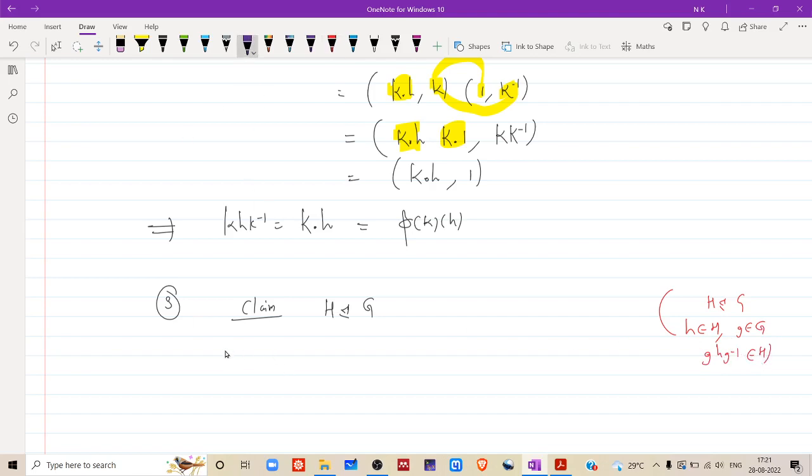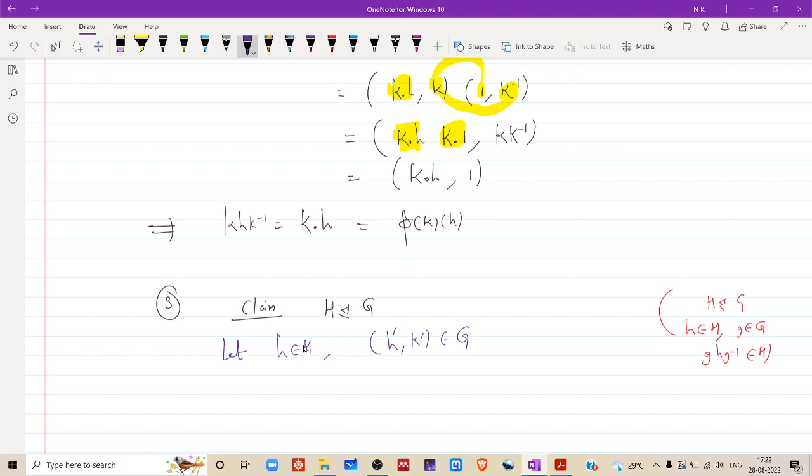So let's take one element h belongs to H, and take one element g from G. Suppose I'm taking (h', k') from G. But since I can identify each element of H as (h, 1), this is simply (h, 1), but I have one more trick here which I can use.